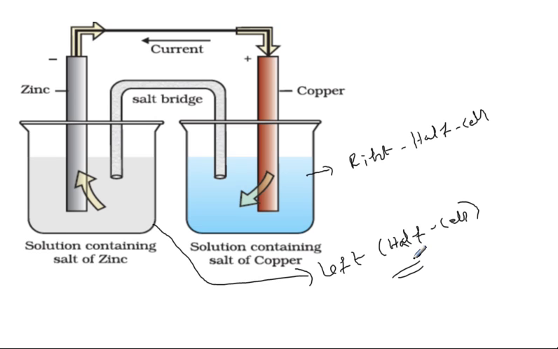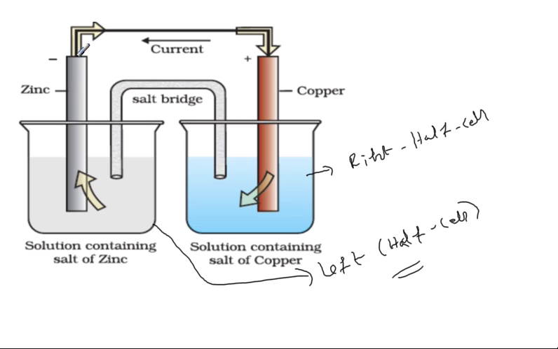To ensure the connectivity, or to ensure the closed circuit, the two vessels are connected by one connecting bridge with inert salt. So this is the salt bridge. The salt stuffed within it will not react with the zinc and copper. So just for the connectivity purpose, this is known as the salt bridge.